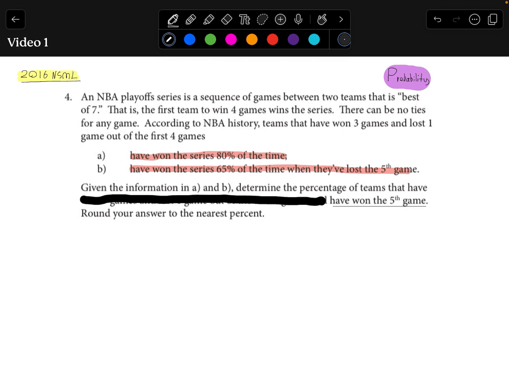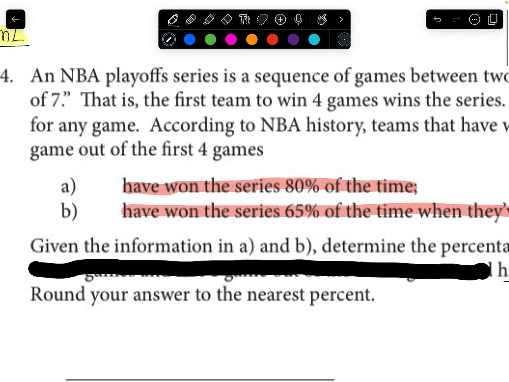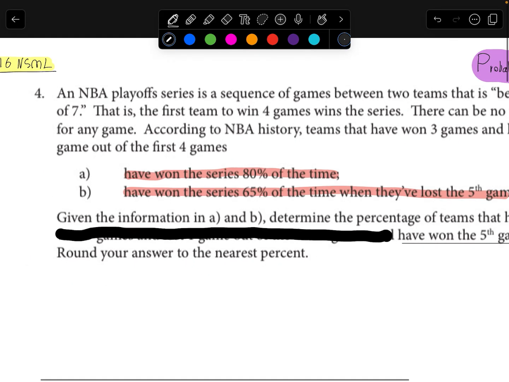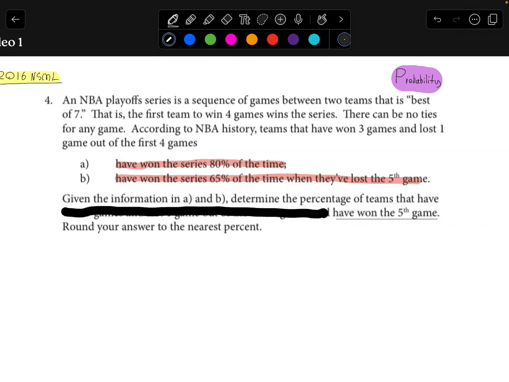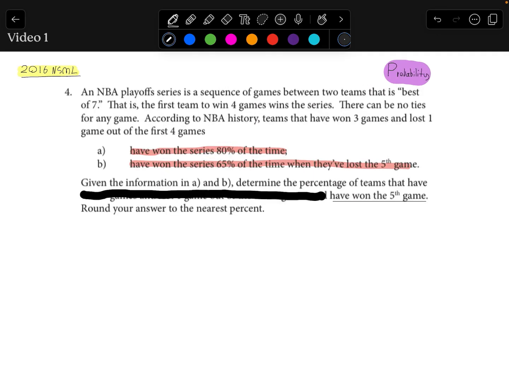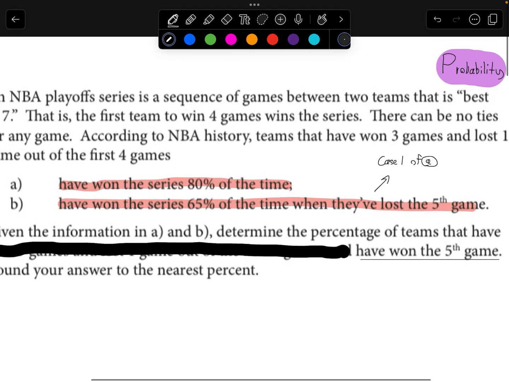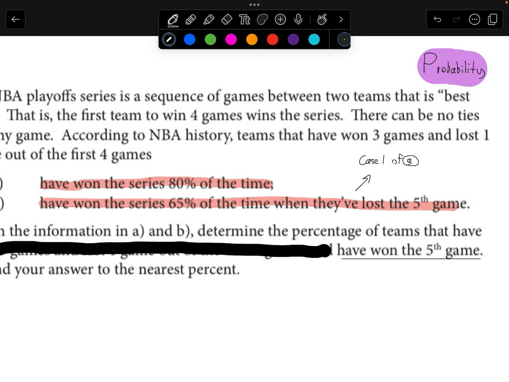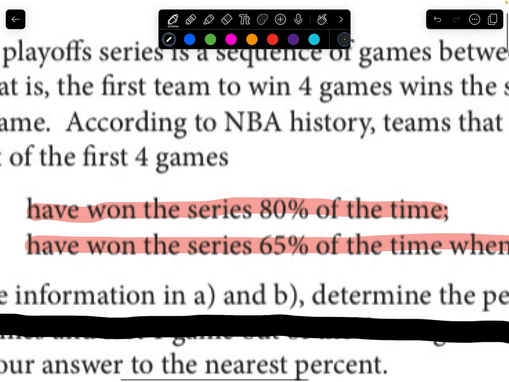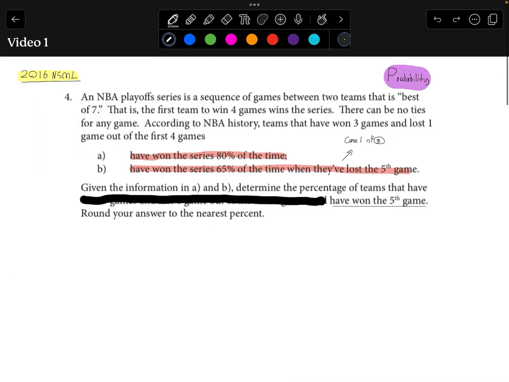Well, what do we know? We know that they overall win the series 80% of the time. And more specifically, they win the series 65% of the time when they lose the 5th game. So a key thing to realize in this problem is that B is actually a subcase of A, right? It's case 1 of A, because the percent of times they win after they lose the 5th game is included in the overall percentage of winning. Now, what do we do from here?